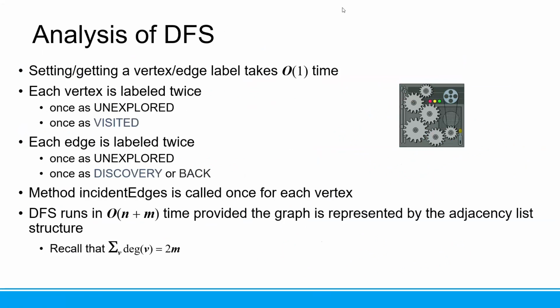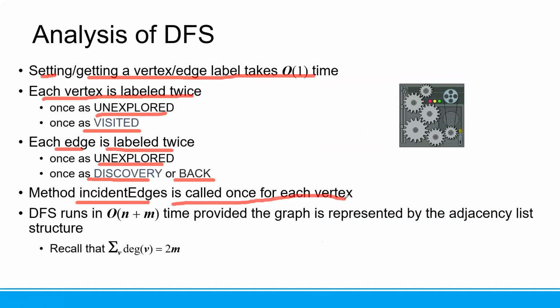When we do the analysis of the DFS, setting or getting the vertex or the edge label takes O(1). Each vertex is labeled twice, whether it is unexplored or visited. And each edge is also labeled twice, whether it is unexplored, discovery, or back edge. And the method incident edges is called once for each vertex. So that means at least there will be one call to incident edges.